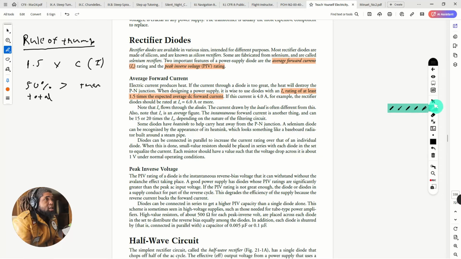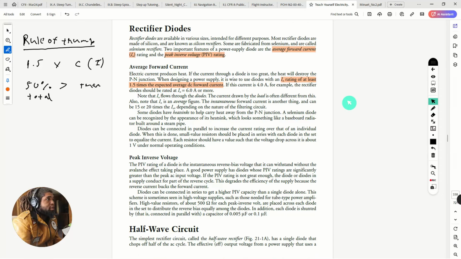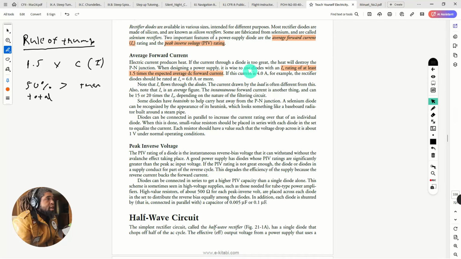So we can keep continuing here. Let's keep going here. If the current is 4 amps, for example, the rectifier diode should be rated at 6 amps or more.